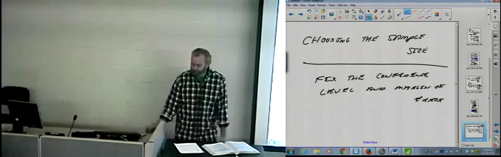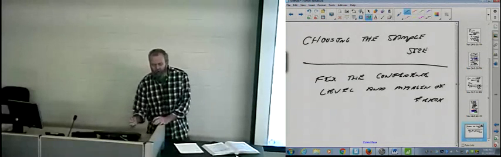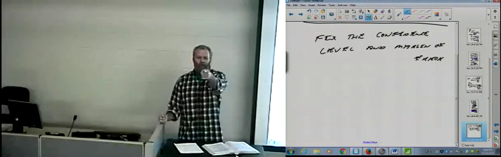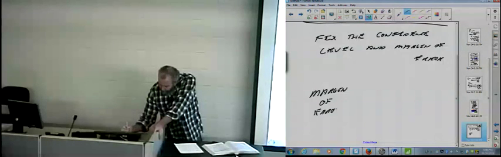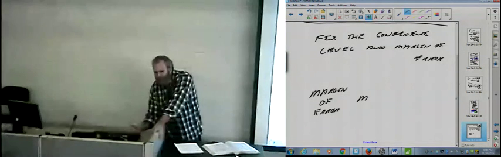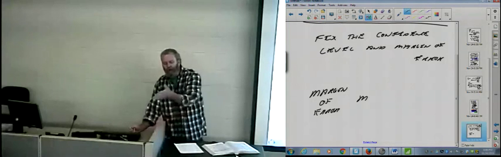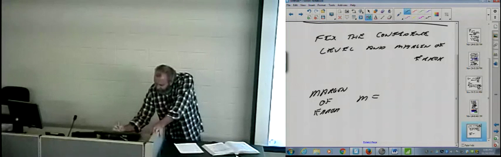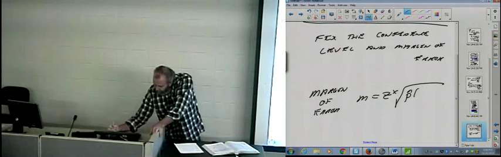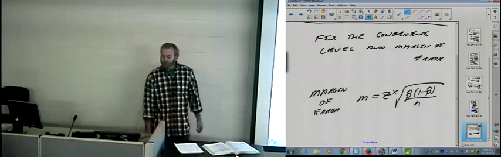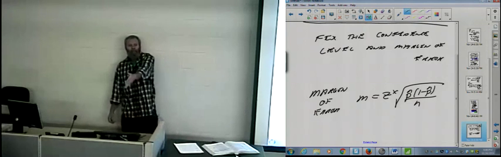Now, in my little formula for my confidence interval, remember it's an estimate plus or minus the margin of error. The margin of error, I used M on you before. That's your margin of error. That's the plus or minus part. Is this right here? Your Z star times your standard error.